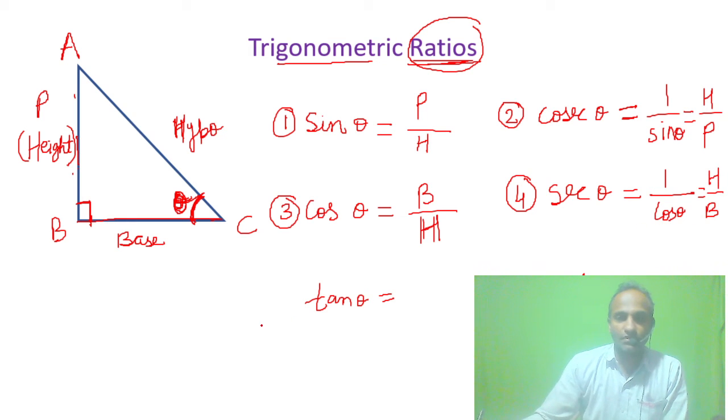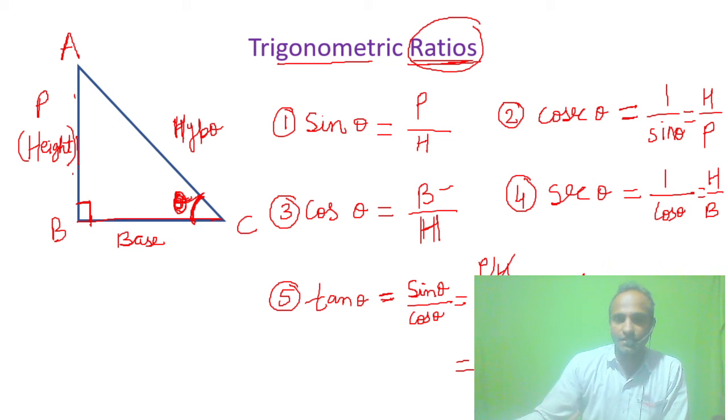Now the fifth trigonometric ratio which we are going to see is tan theta. You know what tan theta is? It is sin theta upon cos theta. Now what is sin theta? Perpendicular upon hypotenuse. And what is cos theta? Base upon hypotenuse. So the hypotenuse gets cancelled. And what is tan theta then? Opposite side upon adjacent side.